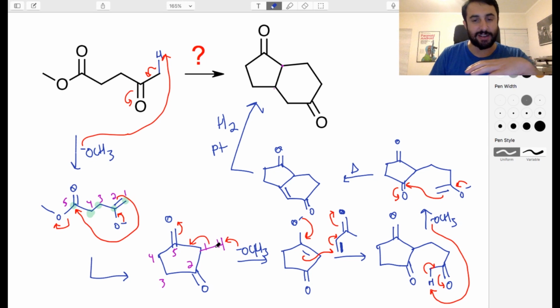With the Robinson annulation, we had first the Michael addition, attacking this beta carbon, getting us to here. And the second step of the Robinson annulation is the intramolecular aldol condensation, getting us all the way to this product, having eliminated the hydroxyl, and then just some hydrogenation over platinum metal is going to get rid of that pi bond. That's going to get us to our product. So that is today's synthesis challenge.